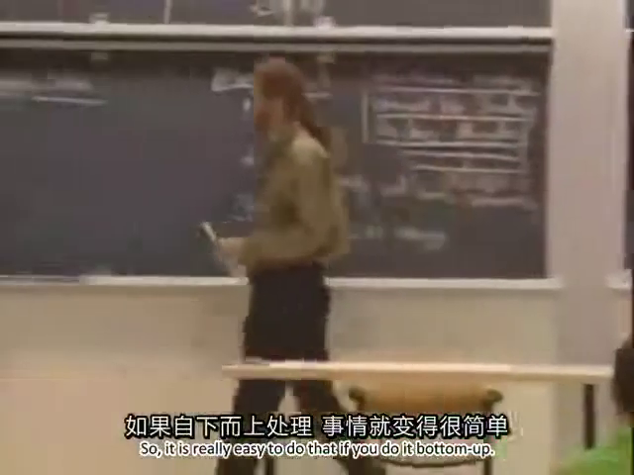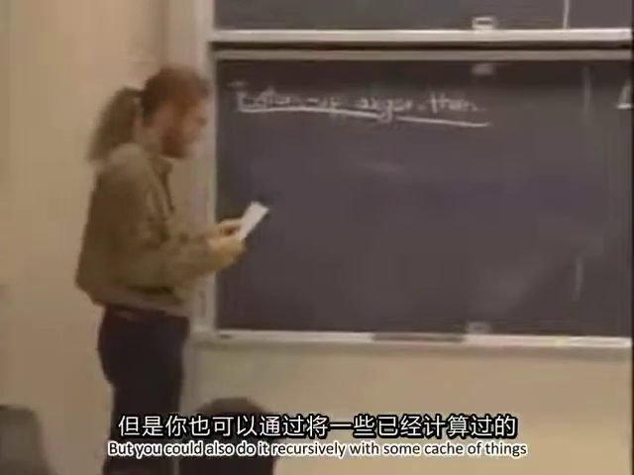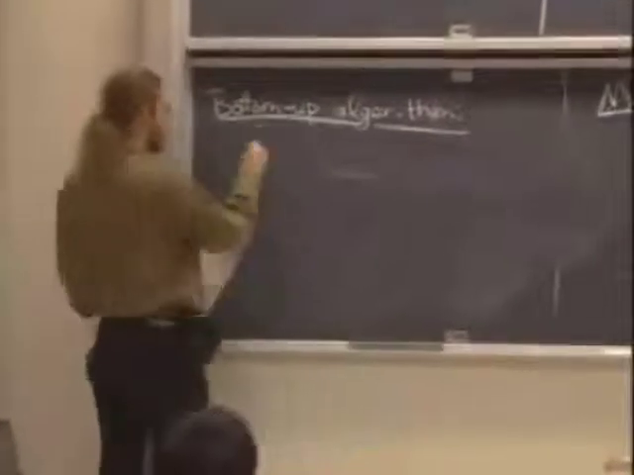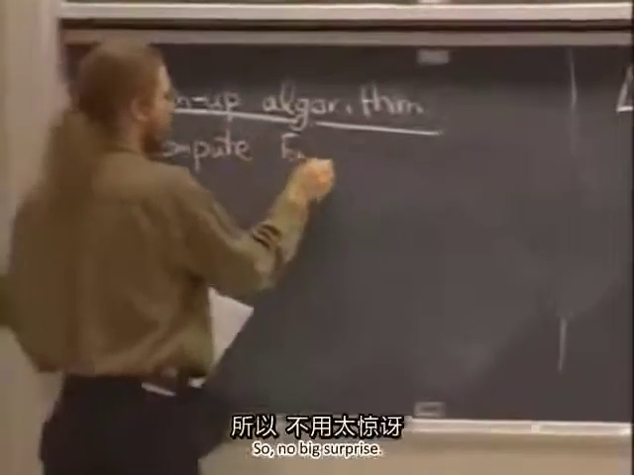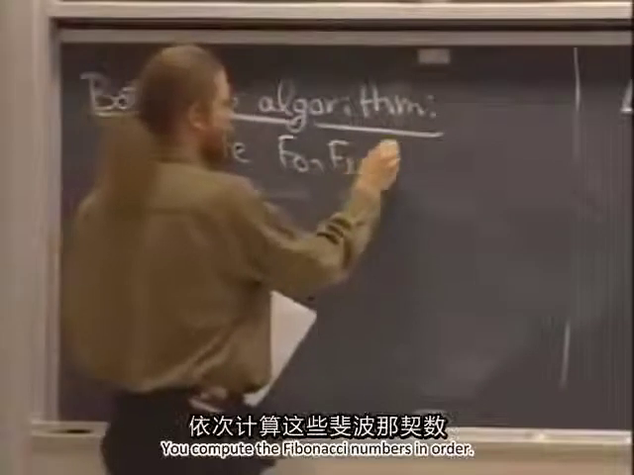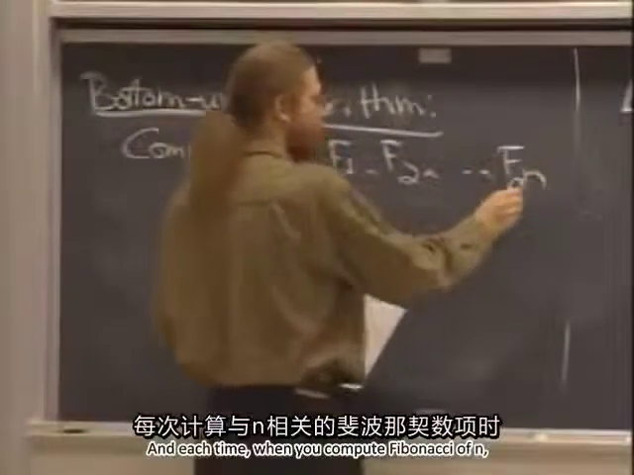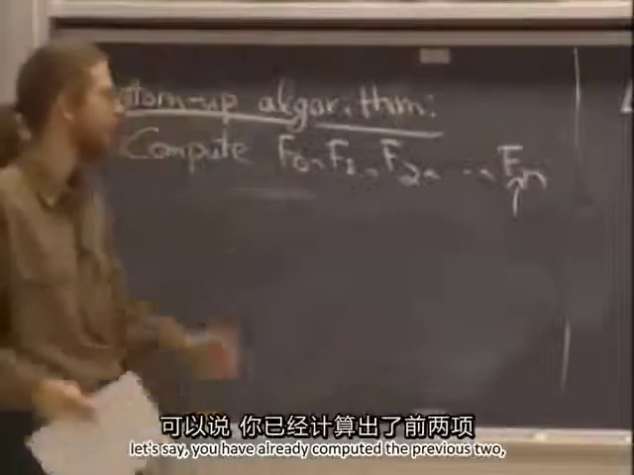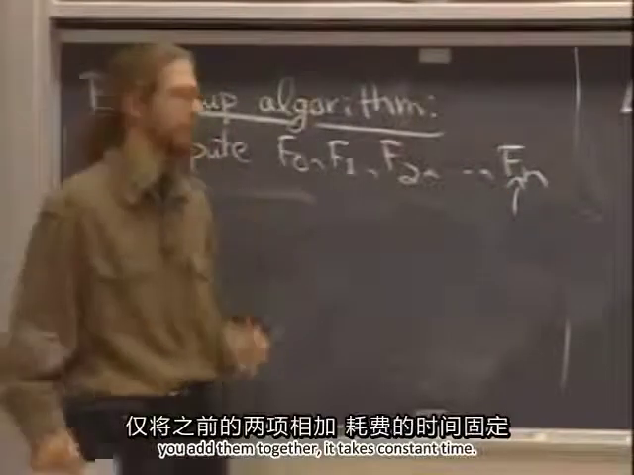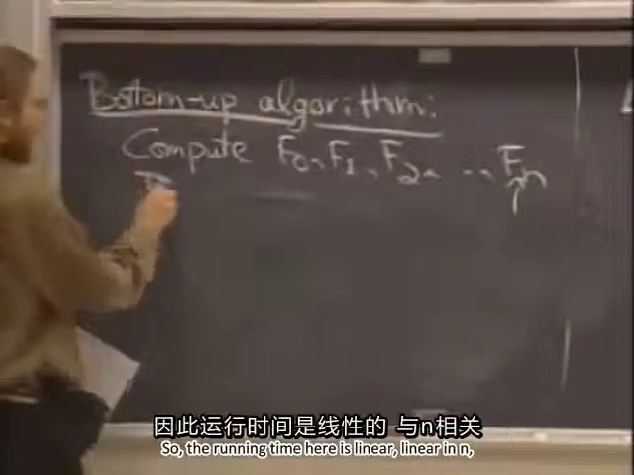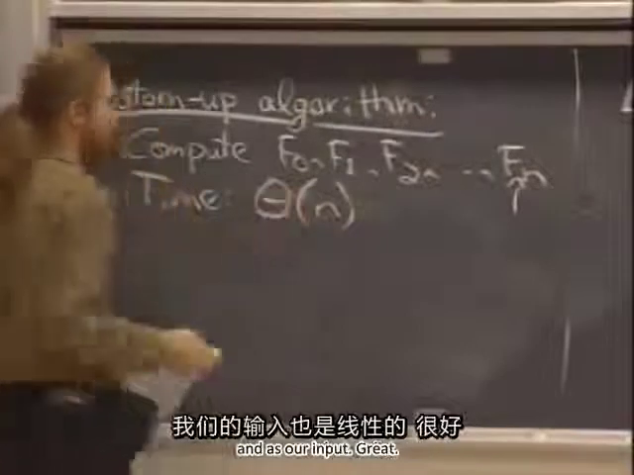So it's really easy to do that if you do it bottom up, but you could also do it recursively with some cache of things you've already computed. So no big surprise. You compute the Fibonacci numbers in order. And each time you compute Fibonacci of n, you have already computed the previous two. You add them together, it takes constant time. So the running time here is linear in n. N is our input.